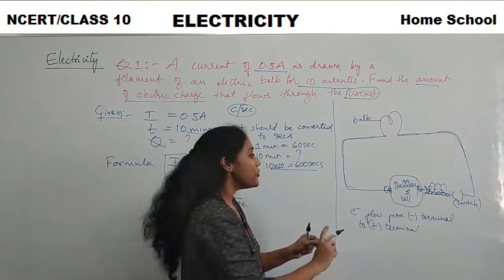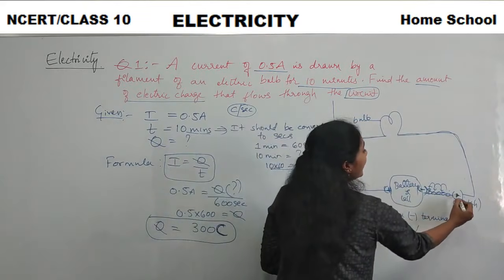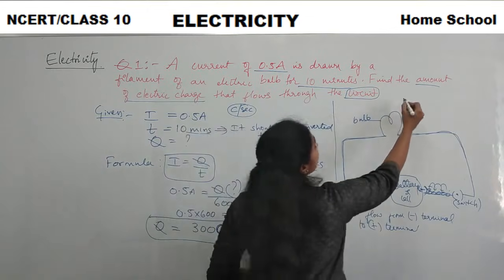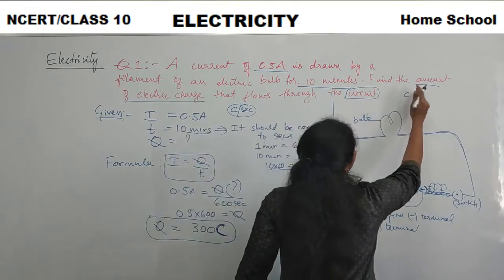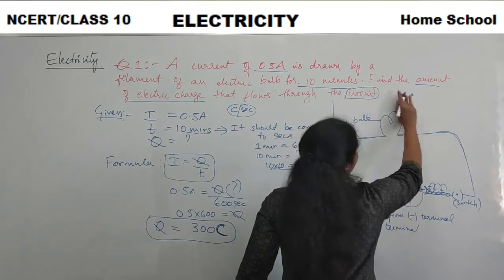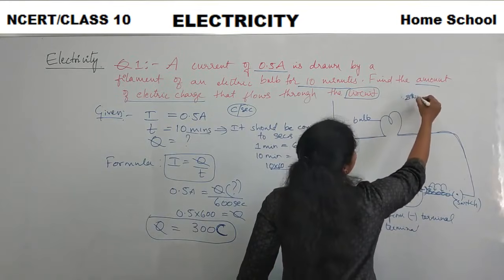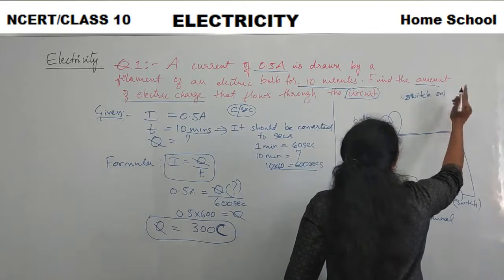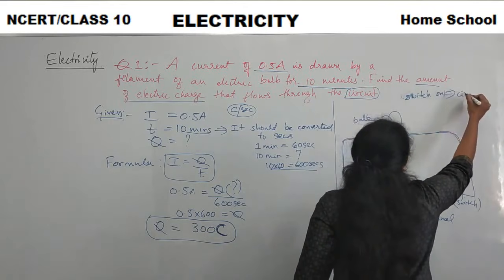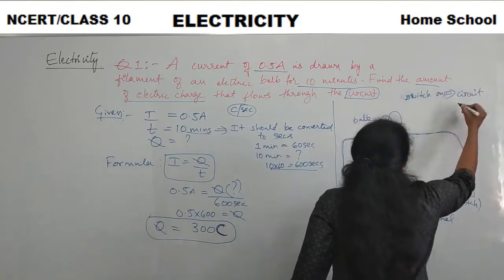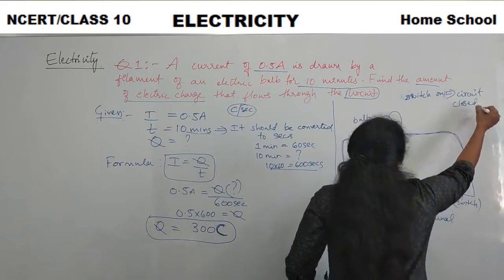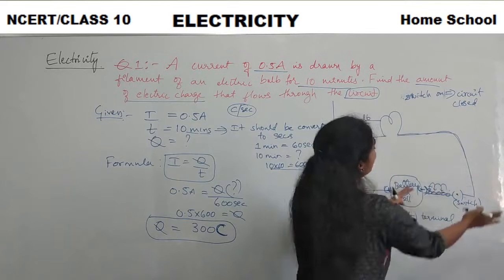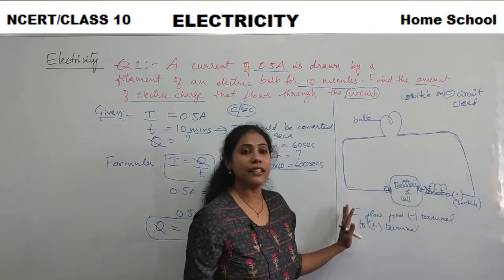No, right? So the circuit has to be closed. Remember one thing here, about the switch. Switch on means what? Circuit closed. It means you have given a closed path, a continuous path for the flow of electrons.